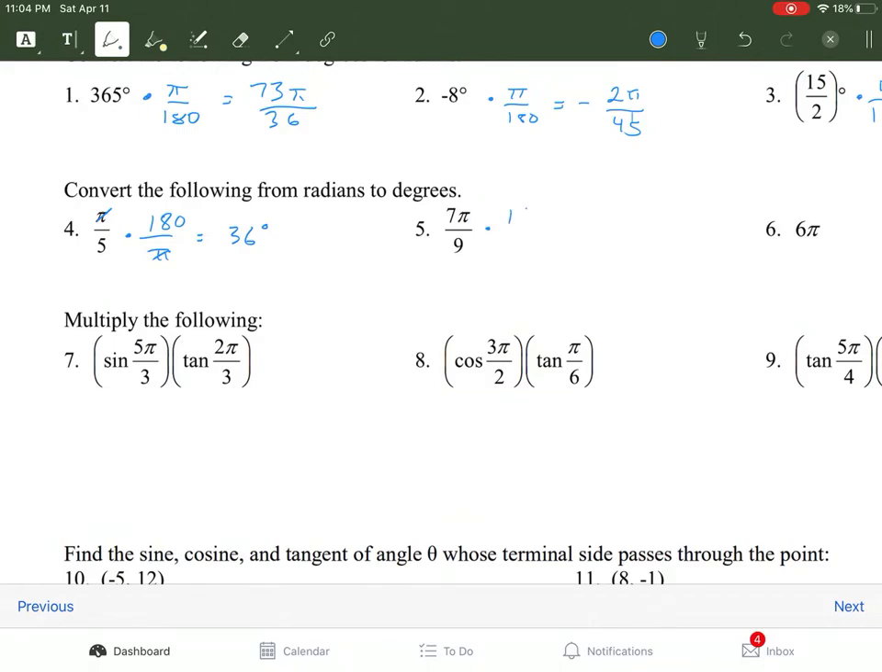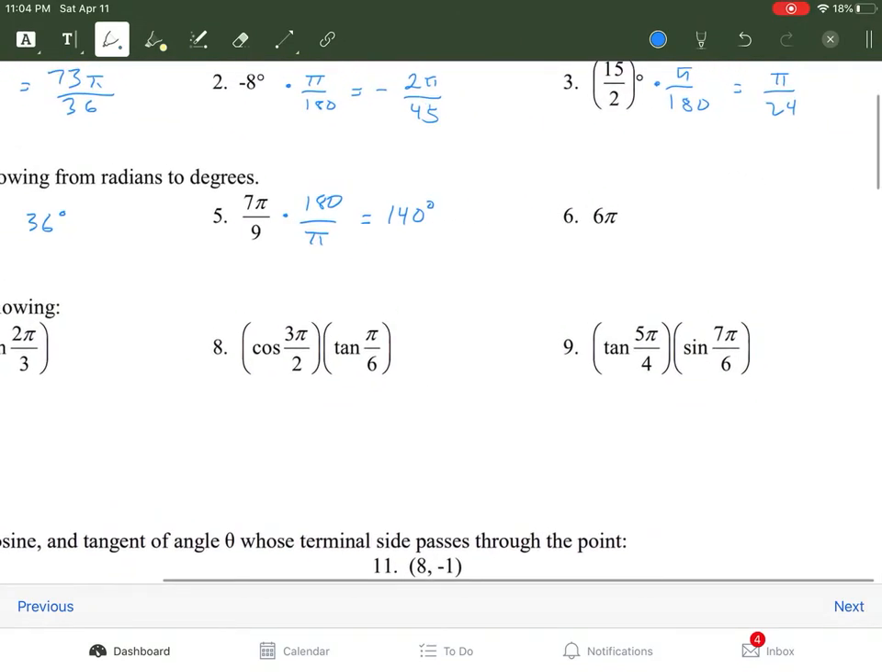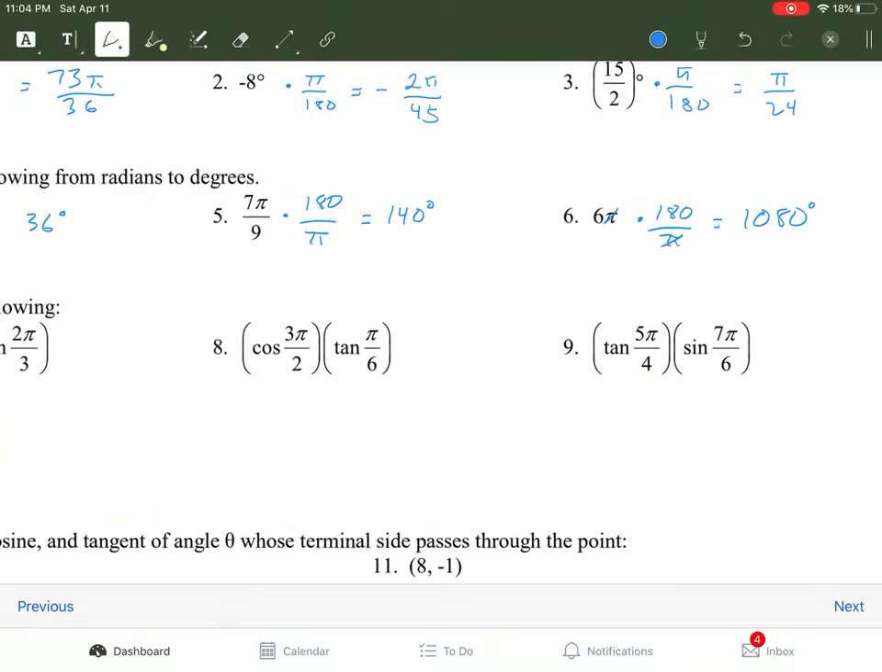Next, 7 over 9 times 180 over pi. You will get 140 degrees. And finally, 6 pi times 180 over pi. Again, the pi's will cancel out, and 6 times 180 is 1,080 degrees. That's what you got.